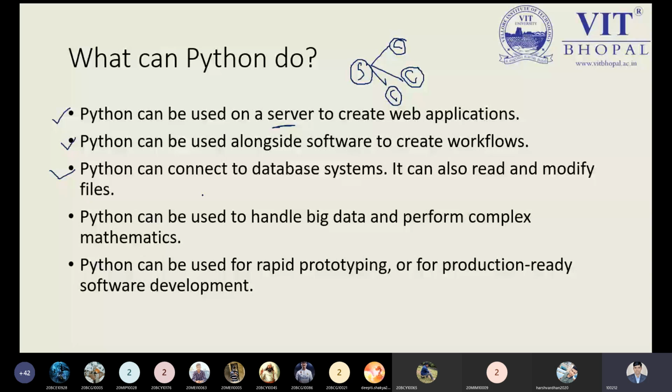There is a dictionary and list. These are the two different methods by which we can do this, and we will learn them one by one. And next, Python can be used to handle big data and to perform complex mathematics, of course. This is one beauty I want to tell you more about Python.